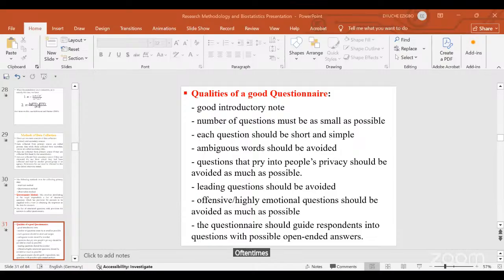Oftentimes, when we see a published work, if a work has been published and the publisher did not specify that you must get permission for the reuse of the data, what it implies is that it can be reused. Did you get me?